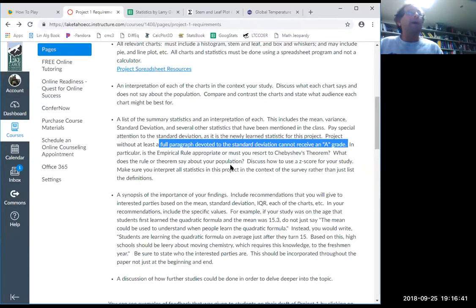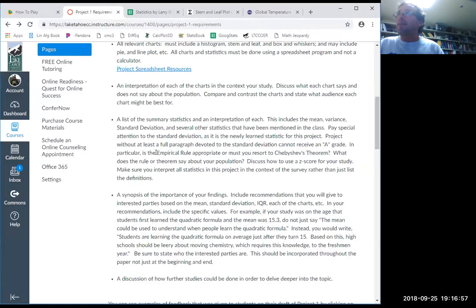Okay. And by the way, I'm not talking about a one-sentence paragraph. Write a full paragraph on the standard deviation. So what it is, how to interpret it, how is your client going to make a decision after seeing the standard deviation? Think about it.